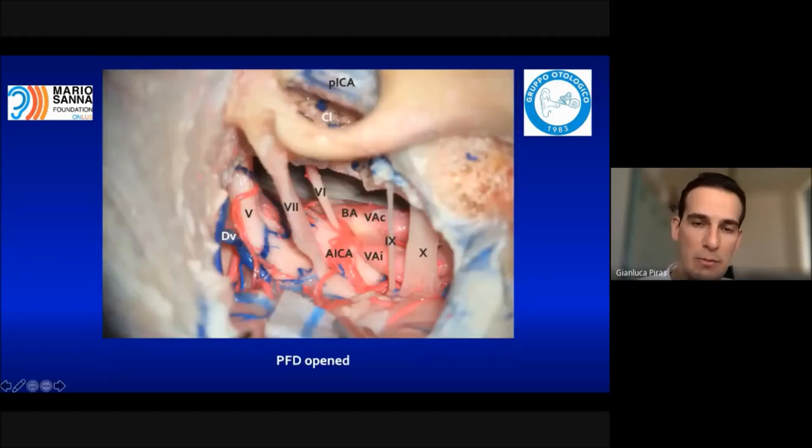And once you open the posterior fossa dura, you see how beautiful the view is inside. So trigeminal nerve, which is superior to the seventh cranial nerve, the sixth cranial nerve and its entrance in the Dorello's canal there, that's the clivus under the petrous ICA. That's the lower cranial nerves, 9, 10, 12 below. And that's the basilar and the contralateral and ipsilateral vertebral arteries.